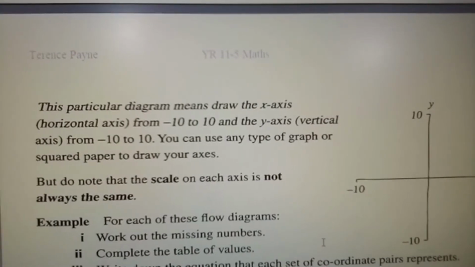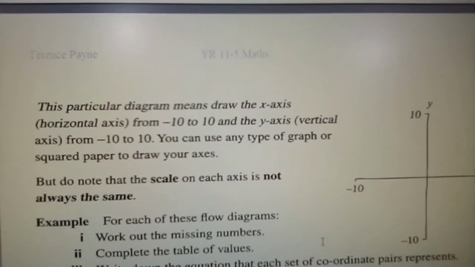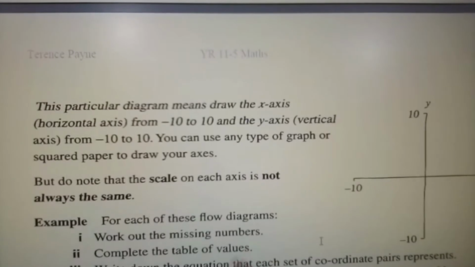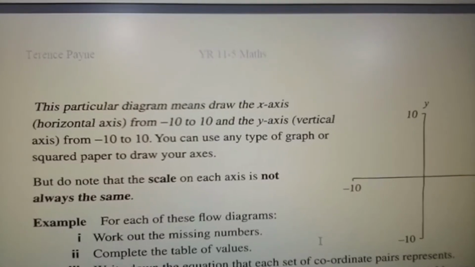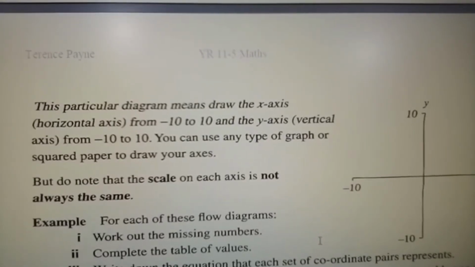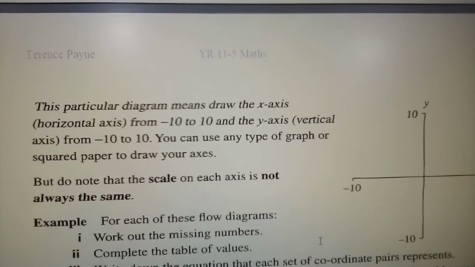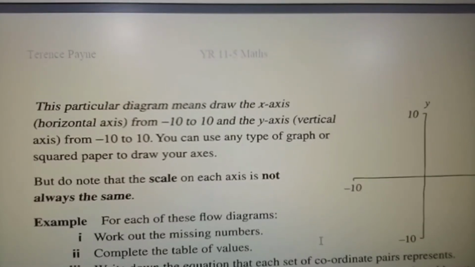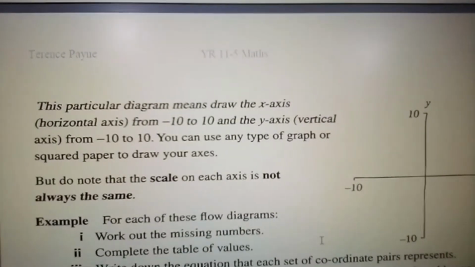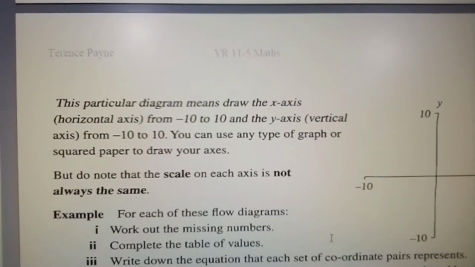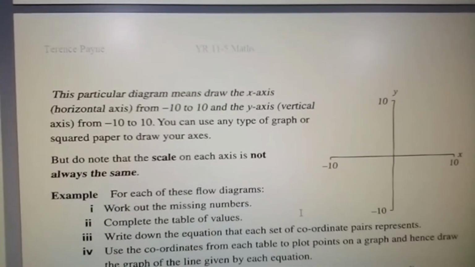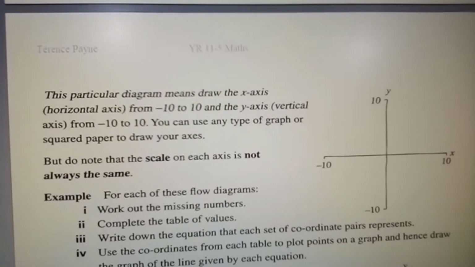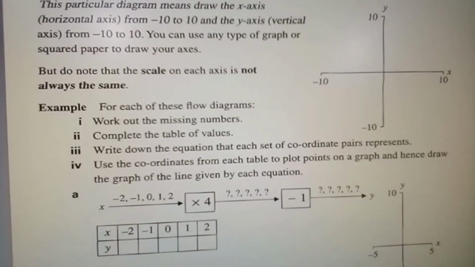Now, for each of these flow diagrams, work out the missing numbers, complete the table of values, write down the equation that each set of coordinate pairs represents, use the coordinates from each table to plot points on the graph, and hence draw the graph of the line given by each equation. Now please note, some of these graphs are not precise. There are slight errors in them, but I'll try and highlight those as I go on. And here we have A.